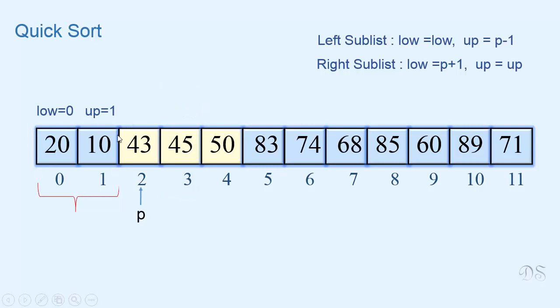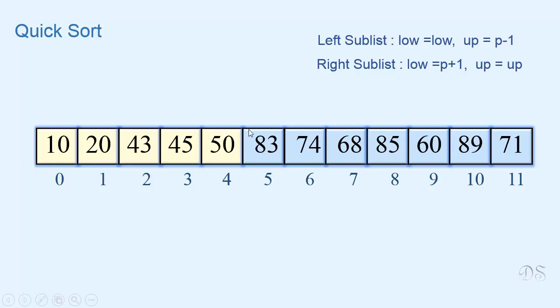For this left sublist, 20 is chosen as a pivot, placed at its proper position. Now for the left sublist, low is 0, up will be P minus 1. So up will be 0. And for the right sublist, up is 1 and low will be P plus 1. So low will be 2. Now we can see for the right sublist, low is greater than up. So there is no element in the right sublist. For the left sublist, low and up are same. So there is only one element. So we don't have to do anything. It is at its proper place. Now this left sublist has been sorted.